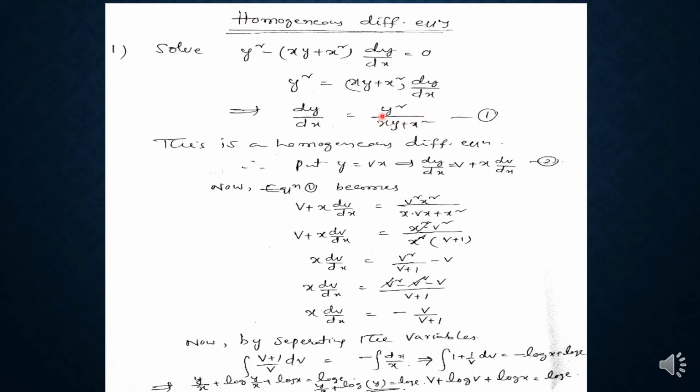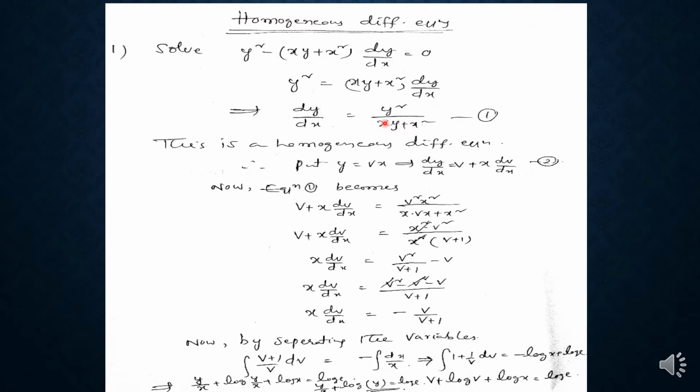For that, you have one term in the numerator, and in the denominator you can see two terms. Check the degree of each term. In the numerator the degree of the term is 2, and in the denominator the degree of the first term is also 2 and the second term is also 2. So the degrees of all the terms are equal in this function. So we can say that this is a homogeneous differential equation.